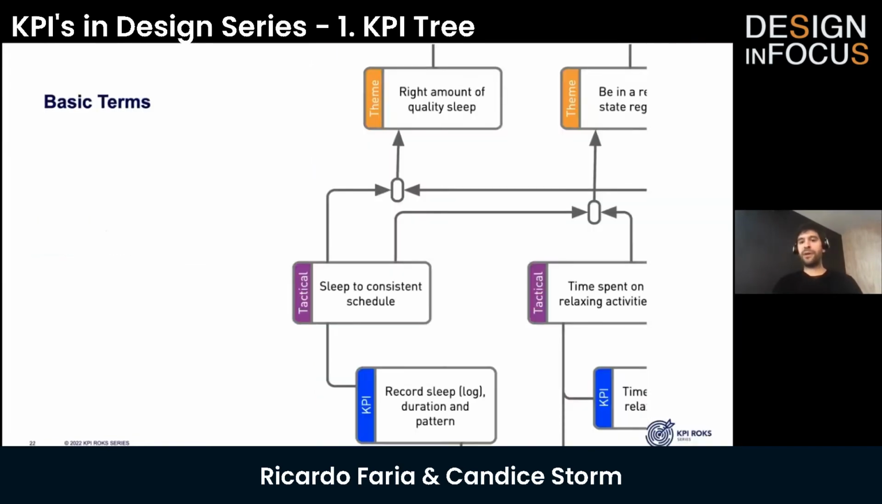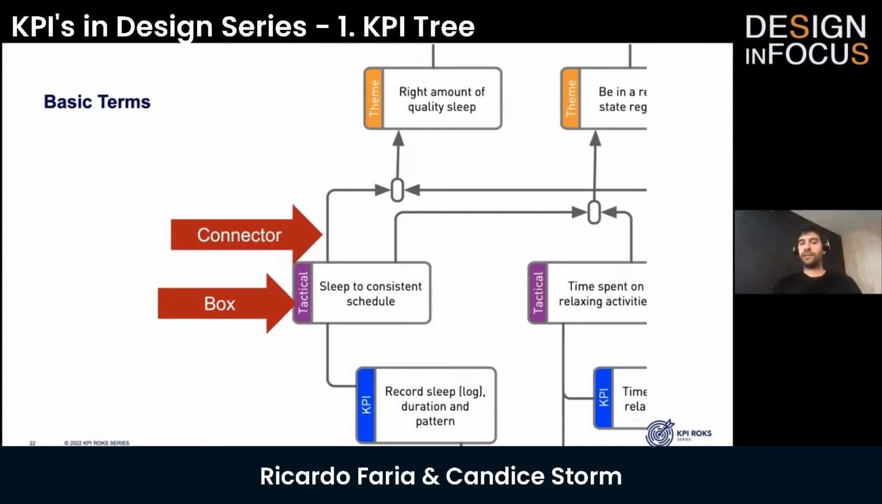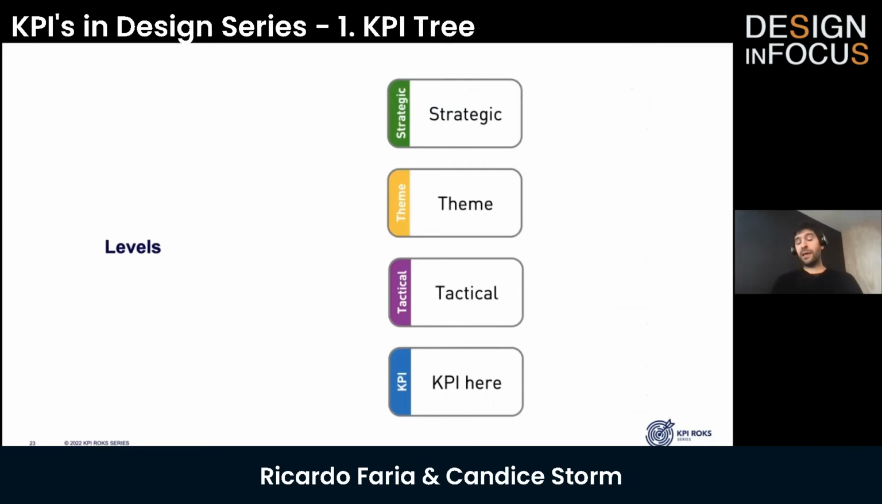Generally in the tree, you have different elements. The first one is the boxes you use, which can be strategic, team, tactical, KPI, etc. Then you have the connectors, which are the relationships between the different types of objectives and sub-objectives. And generally, when you have one team and you connect different objectives, you have what are called nodes. So the node makes the connection of multiple objectives in one specific sub-objective. And this is how the levels generally work.